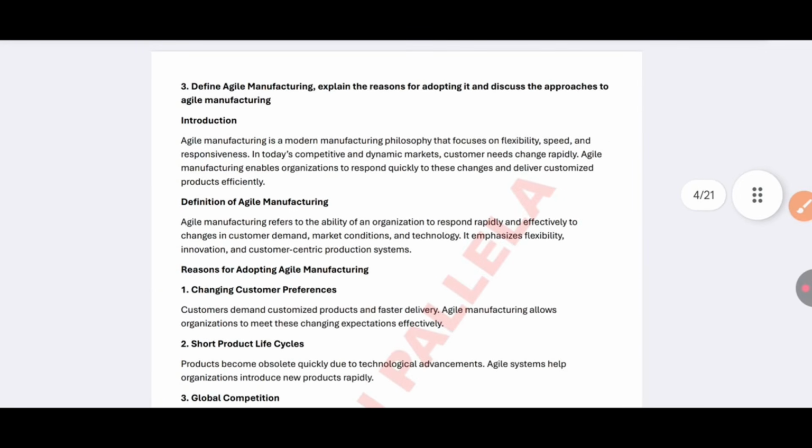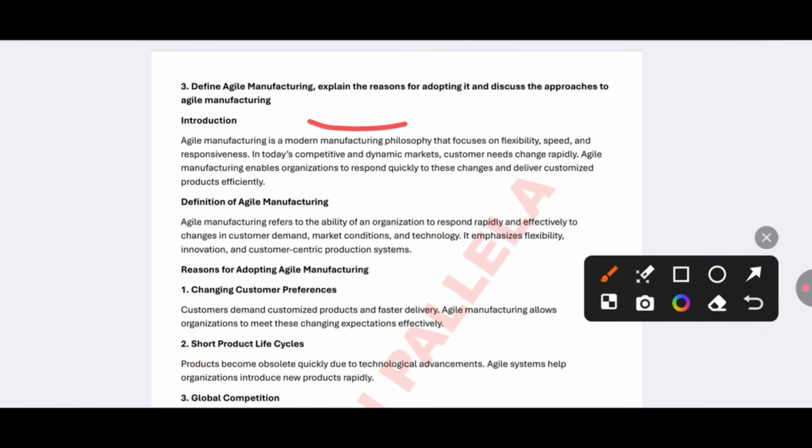What is meant by agile manufacturing? I will explain the reasons and adoption of these things. Agile manufacturing is a modern manufacturing philosophy mainly focusing on flexibility, speed and responsiveness to the consumers or customers. In today's competitive world, customer needs change rapidly, yes or no? So agile manufacturing will be helpful to adapt quickly to the changes.